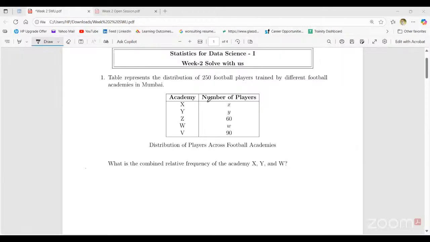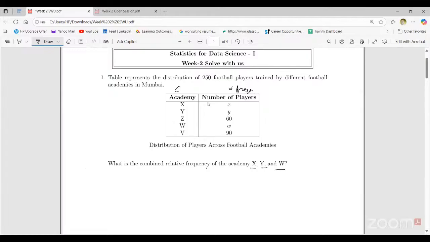The table represents the distribution of 250 football players trained by different football academies in Mumbai. We have the academies and the number of players. Now, what is the combined relative frequency of the academies X, Y, and W? These are the frequencies and these are the categories. We have to calculate the combined relative frequency of X, Y, and W, and we don't know these values. Now, solve it and tell me the answer.